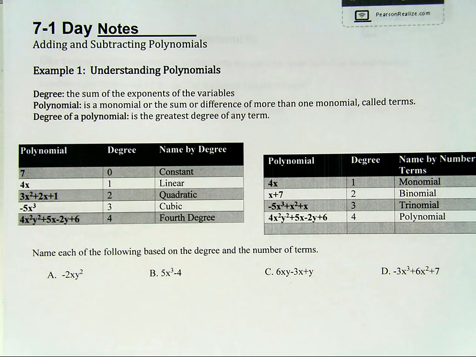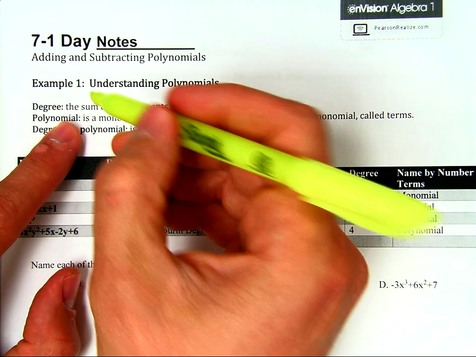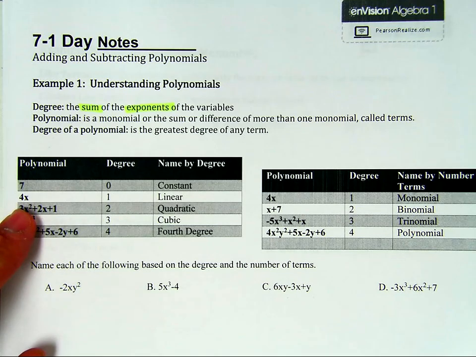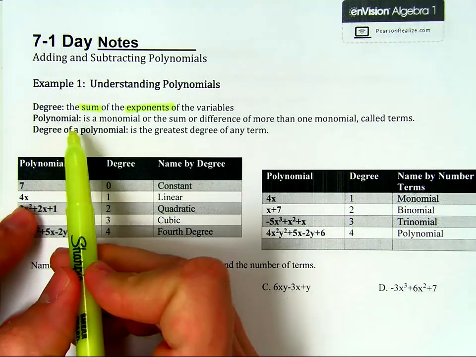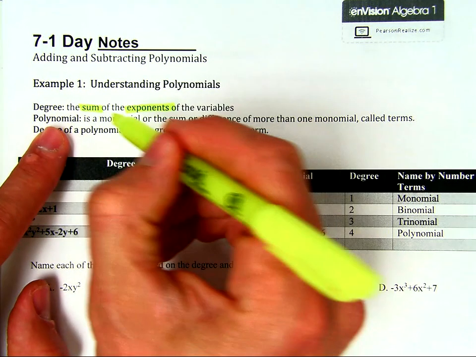Alright guys, so for today's lesson, we're going to be talking about polynomials, and specifically today about adding and subtracting them. So just a couple definitions up top that I want to point out. When we talk about the degree, that's talking about the sum of the exponents of the variables, and so we'll talk about that down here.